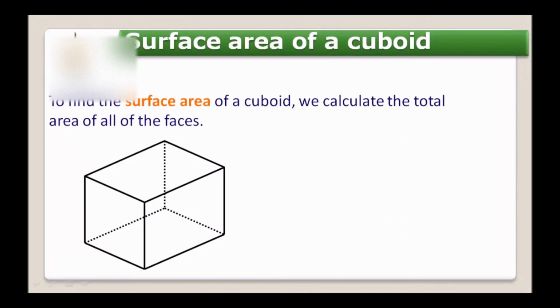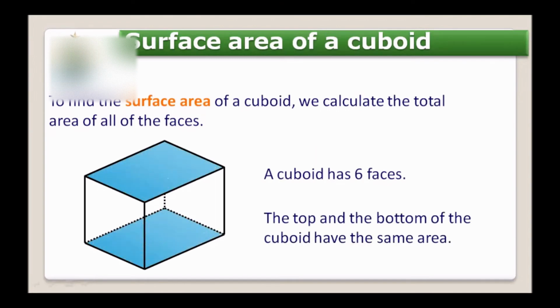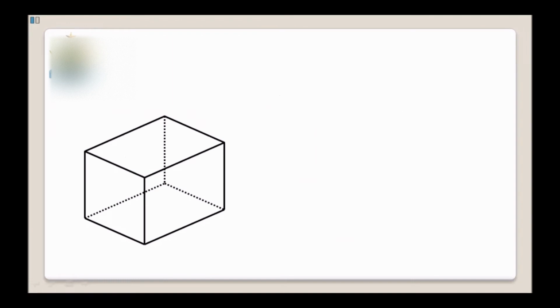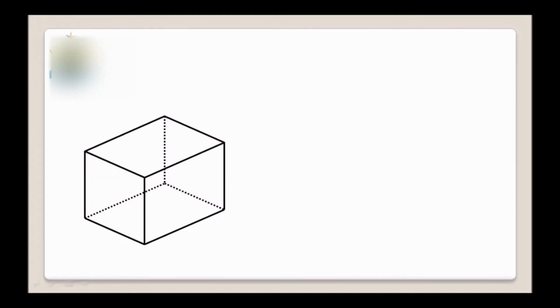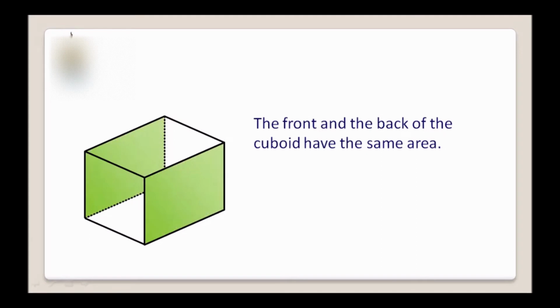Now we learn what is surface area of a cuboid. To find the surface area of a cuboid, we calculate the total area of all the faces. The cuboid has 6 faces. The top and the bottom of cuboid have the same area. The sides of cuboid have the same area. The front and the back of the cuboid have the same area.